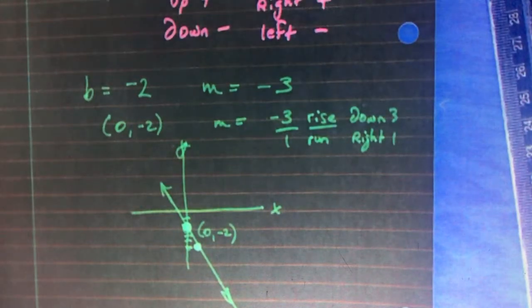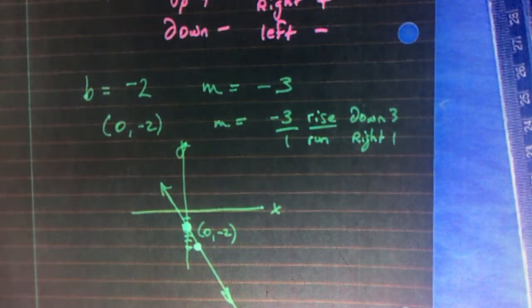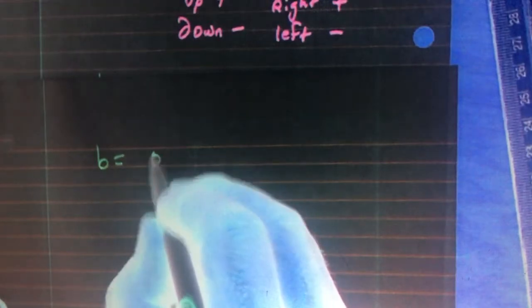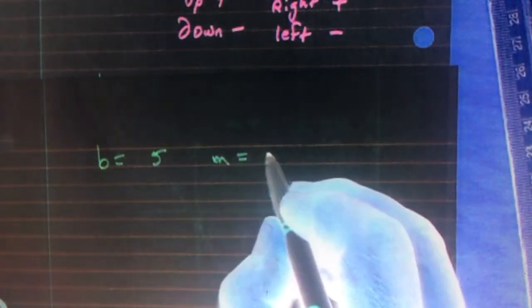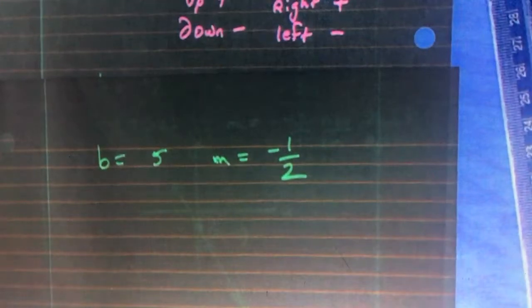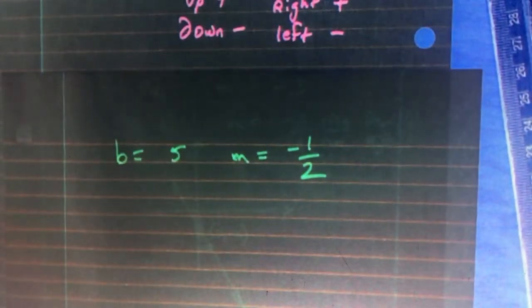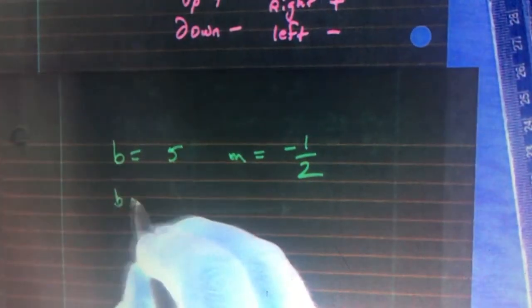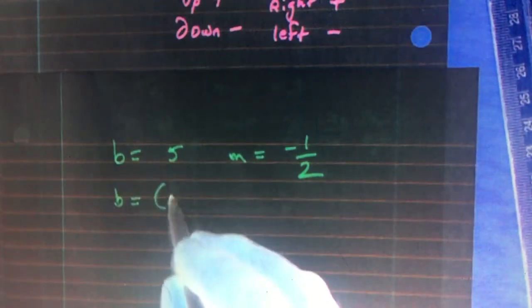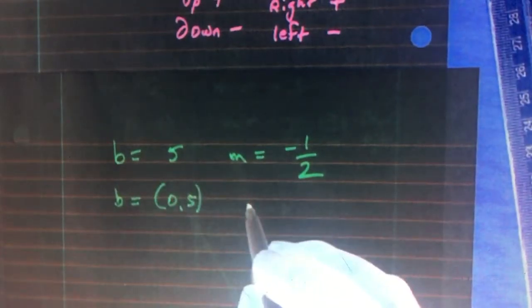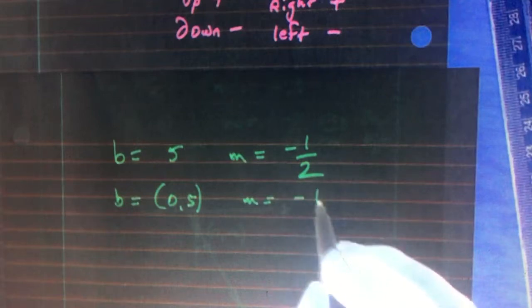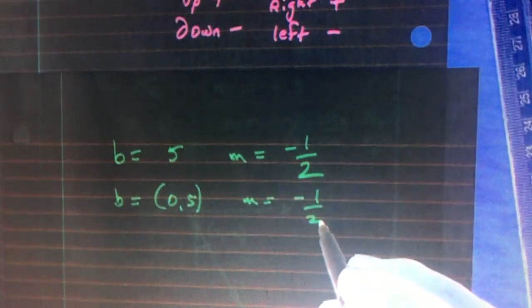For example, let's do another one. What's the first thing we write? What's the first thing we do when you're given this information, one form or another? Let's say you're given b equals 5 and m equals -1/2. What do we write? We write b equals 0.5, and we write m equals -1/2. It's already a fraction, but what is that?